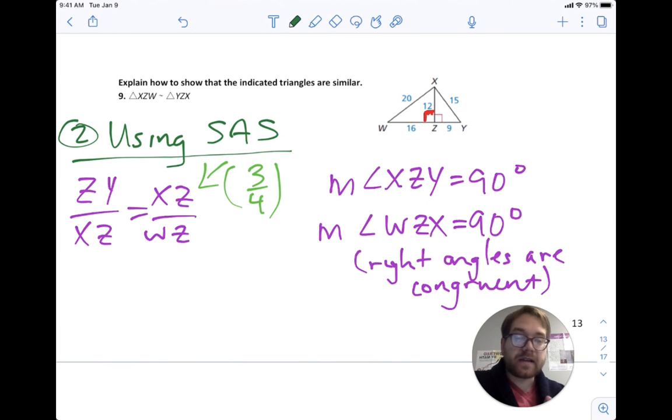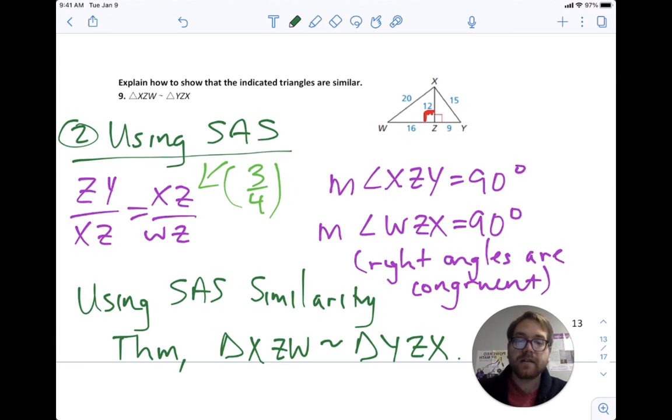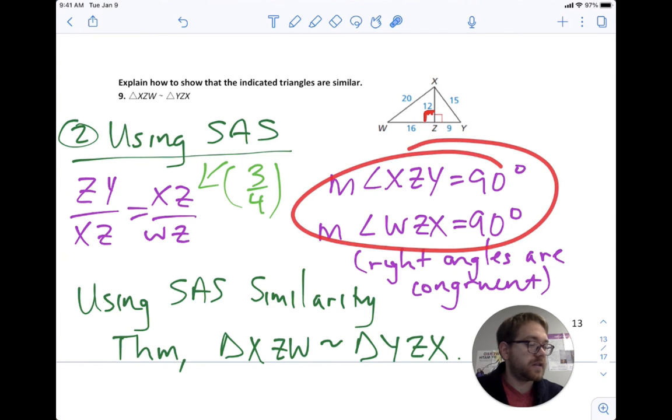So by the side angle side theorem, that's how I could use that theorem in order to show that these triangles are going to be similar. Two pairs of corresponding sides are proportional, and specifically the ones that are including the angles here, and those angles are congruent.